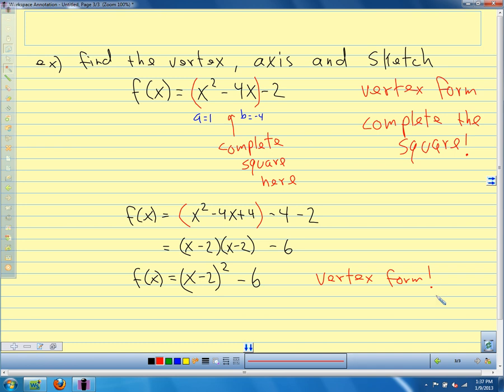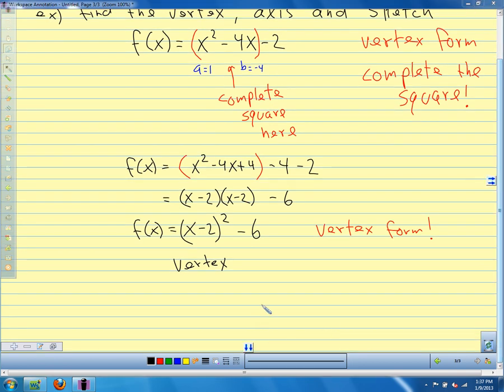Now we can start to answer the question. So looking at this, where is our vertex? The vertex is at (2, -6). The axis of symmetry is the line x equals 2. And we can, yeah, Kevin.